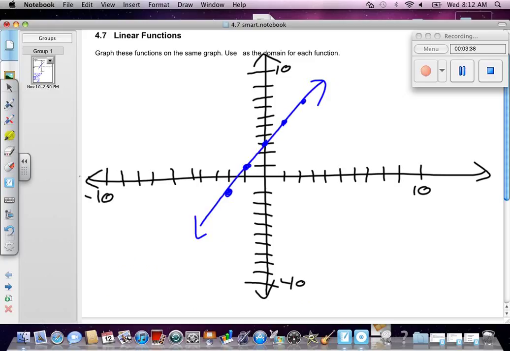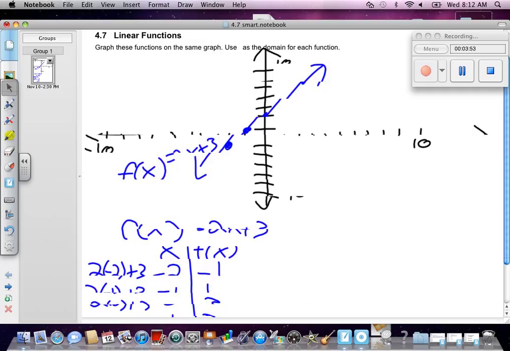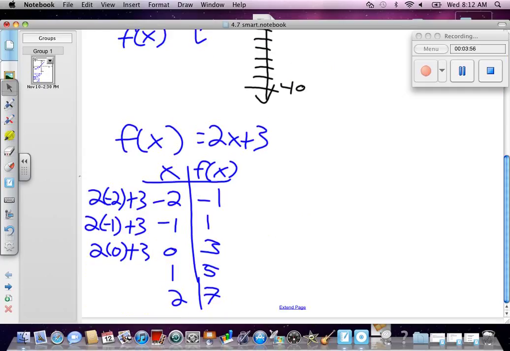Wait, I didn't get all the numbers. Hold on, I'll move it back down. That's f of x equals 2x plus 3. Move it down so you can get the numbers. A negative times a negative is a positive.